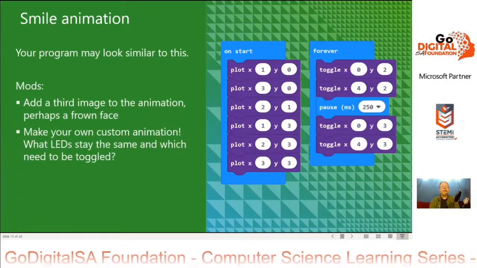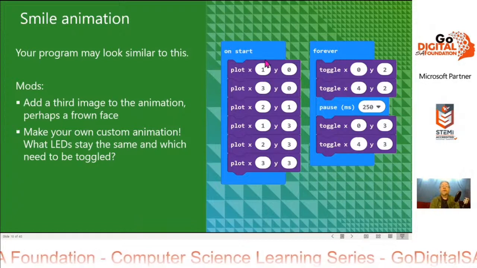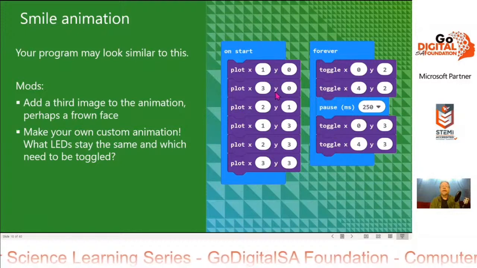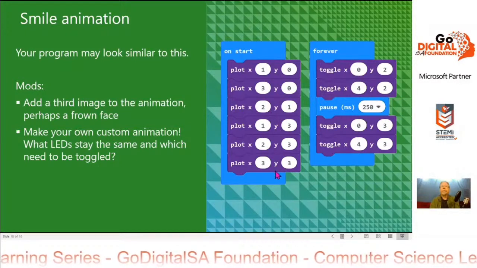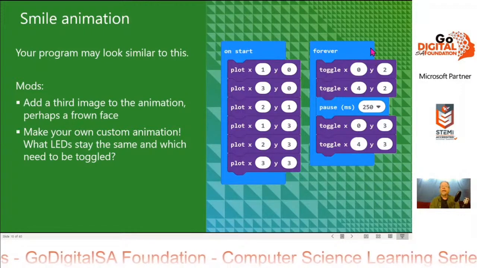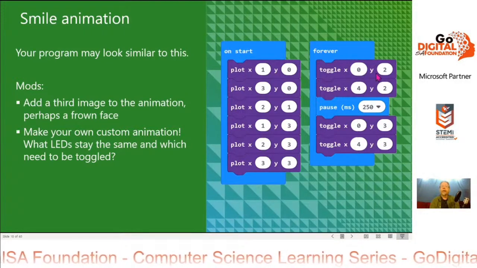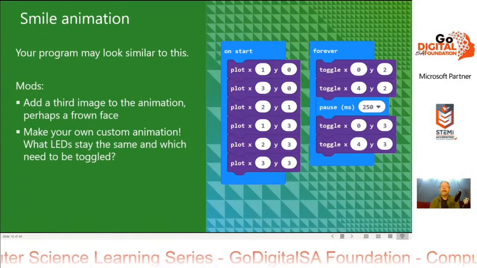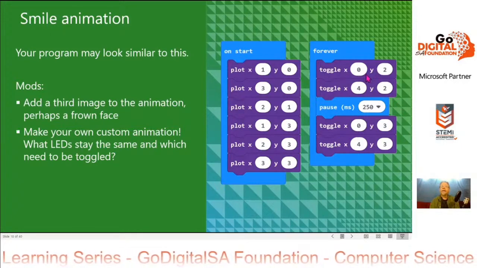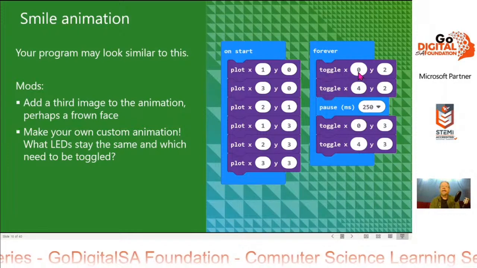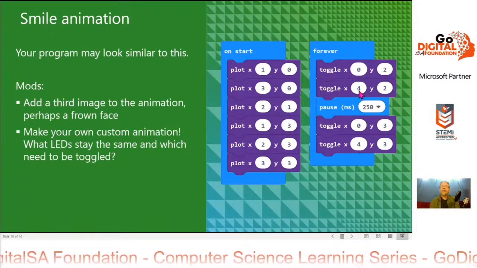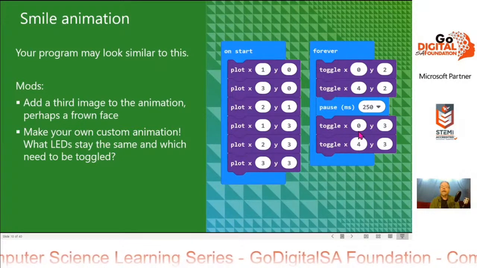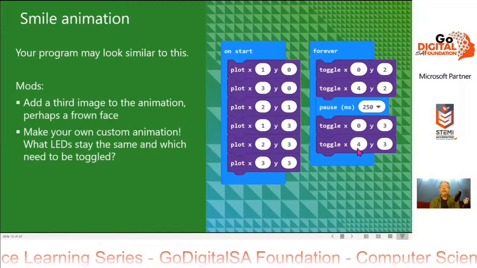Okay, so your program may look something like this. We start by plotting these points. So x is 1, y is 0, x is 3, y is 0, and so on. And then inside the forever loop, we'll toggle. That means switching it on if it had been off, or switching it off if it had been on. So it will toggle the LED at 0, 2, and at 4, 2. It'll pause a quarter of a second, and then it will toggle the one at 0, 3 and the one at 4, 3.